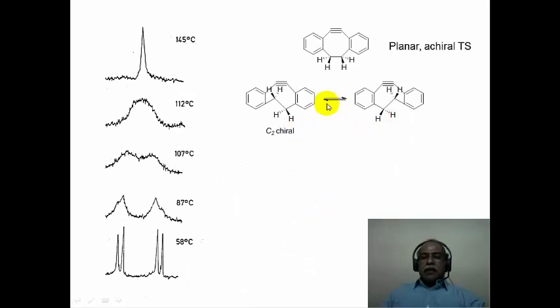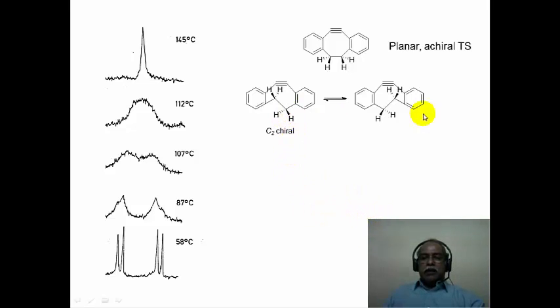Another example, a very similar example to the cyclohexane system that we talked about. This is a cycloalkyne. It's a strained system. The molecule is not planar as it is shown. The molecular conformation is a C2 symmetric conformation, which is a chiral conformation. This is also C2 symmetric and this is also C2 symmetric, and they are mirror images of each other. They can undergo rapid interconversion by this carbon coming down and this carbon going up, which is the conformational change that we are talking about in this case.